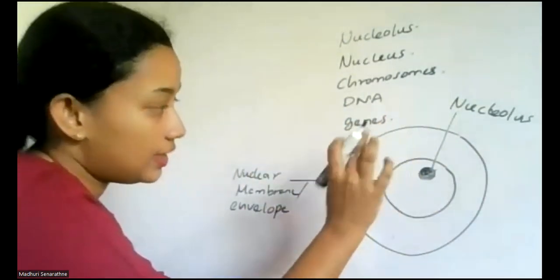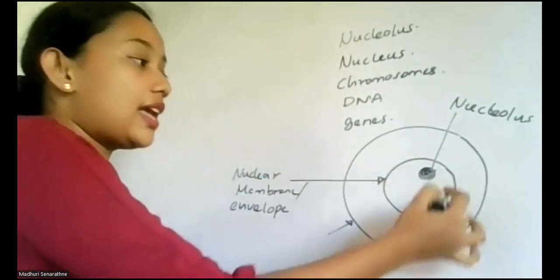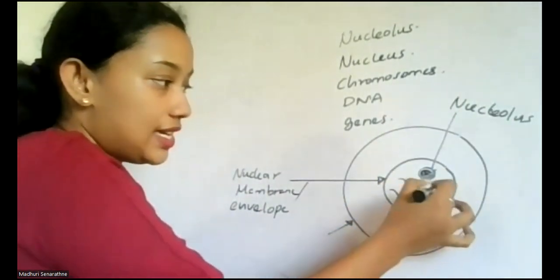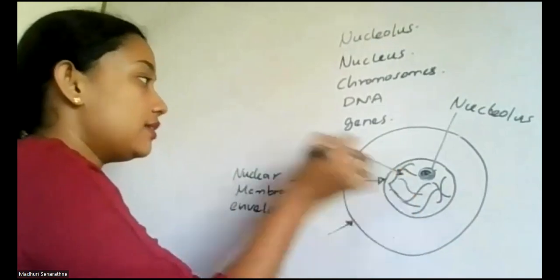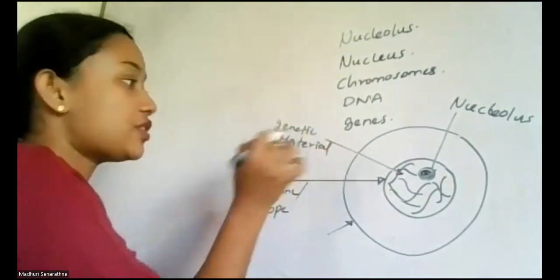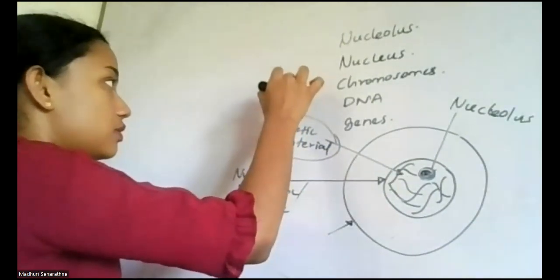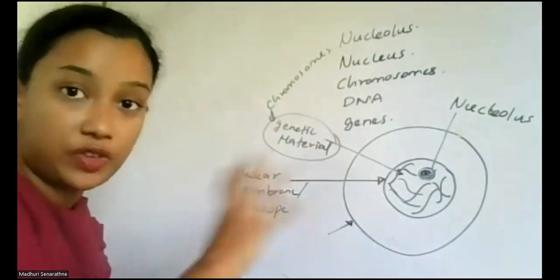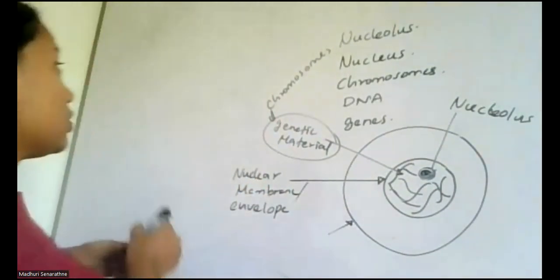If this is the cell, remember that this is the plasma membrane. Within the cell, we can see the nucleus. The nucleus contains the nucleolus and genetic material. This is the genetic material. Normally, in advanced organisms, these genetic materials appear as chromosomes. Having chromosomes means it is an advanced feature. The structure of a chromosome looks like this.